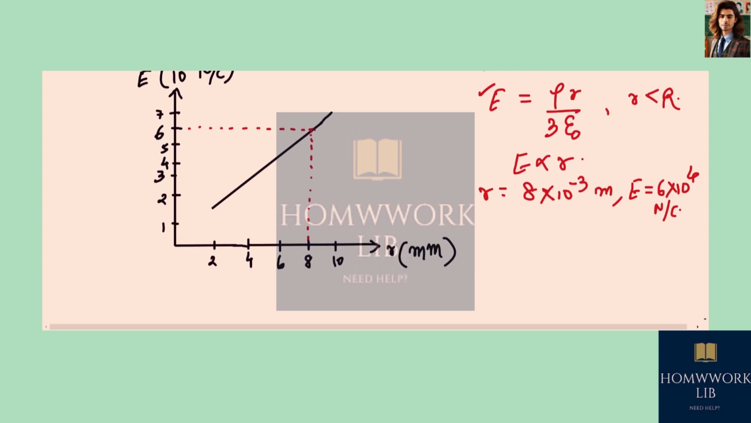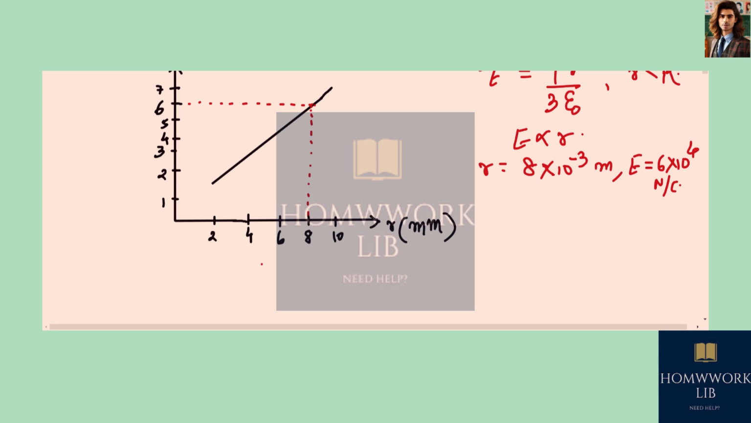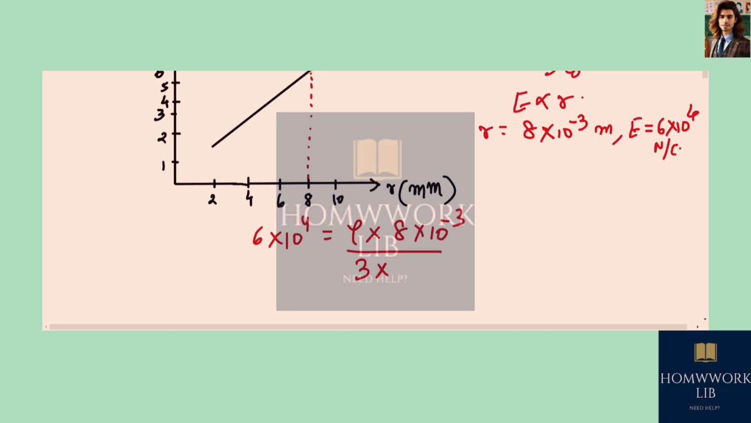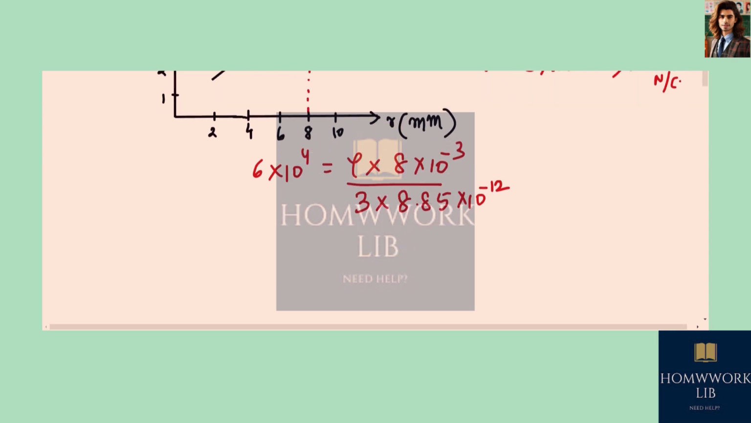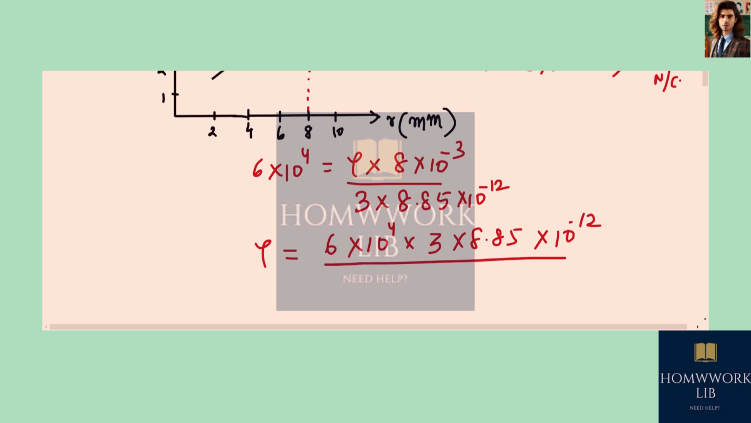So putting these values into the expression, we get 6 into 10 to the power 4 equals rho times r, that is 8 times 10 to the power minus 3, over 3 times epsilon naught, that is the permittivity of free space, and that would be 8.85 into 10 to the power minus 12 approximately. So we just rearrange and get the value of rho here. That would be 6 times 10 to the power 4 times 3 times 8.85 times 10 to the power minus 12 over 8 times 10 to the power minus 3, and this will give us the value.